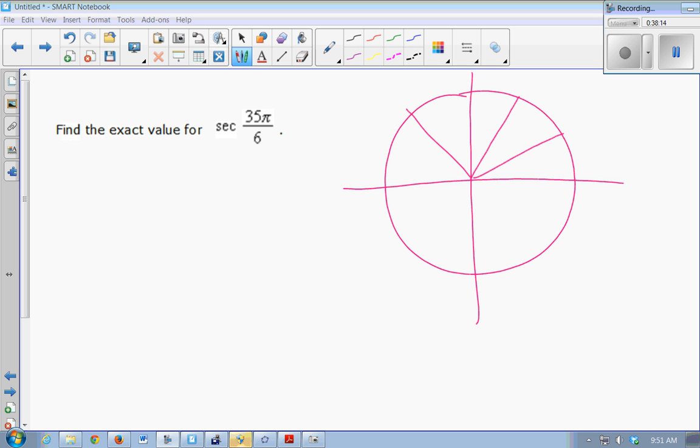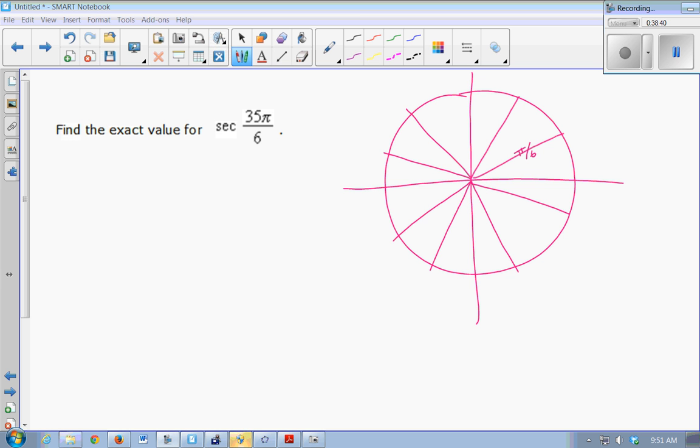So I'm just going to put in the multiples of pi over 6 here, which is breaking each quadrant into thirds, basically, because these are 30-degree angles, so it's 30, 60, 90, right? Or pi over 6, 2 pi over 6, 3 pi over 6, which is pi over 2. All right, so here's pi over 6. I need to count off 35 pi over 6's.